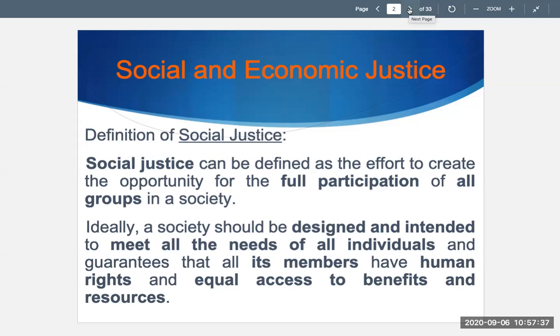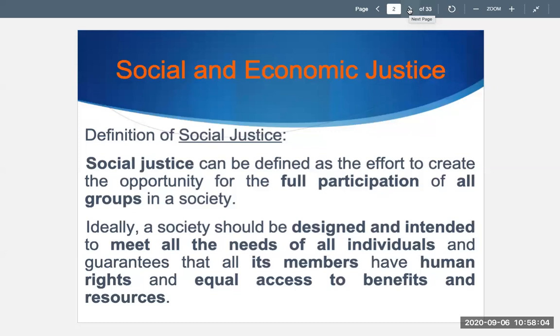Social justice is defined as the effort to create the opportunity for the full participation of all groups in a society. Ideally, a society should be designed and intended to meet all the needs of all individuals and guarantees that all its members have human rights and equal access to benefits and resources.